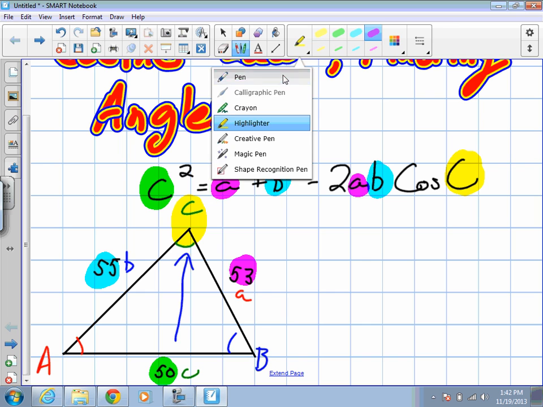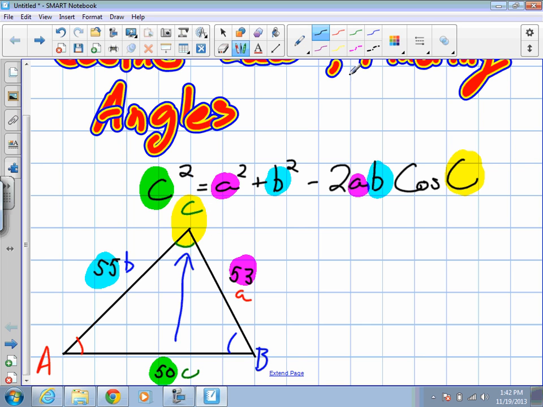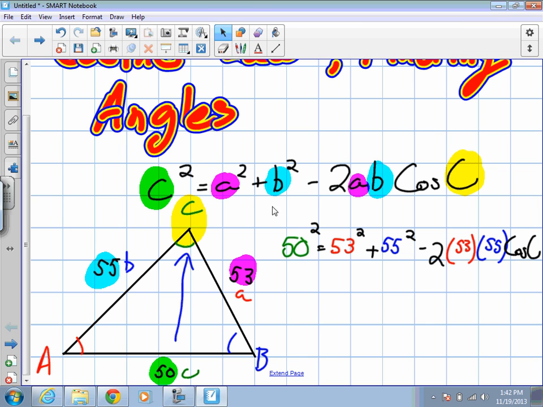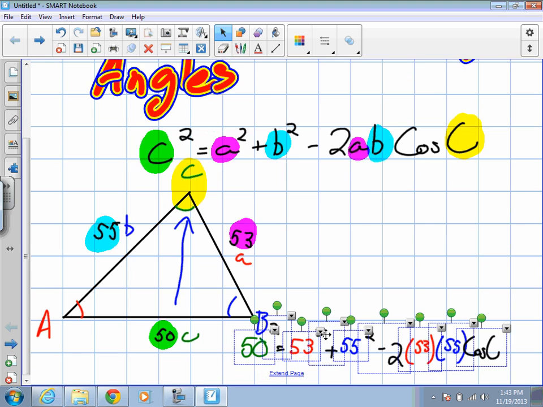So we'll rewrite this little formula on the right here. So C now becomes the number 50 squared is equal to A, which is 53, plus B, which is 55, squared, of course, minus 2 times 53 times 55 times cos C. So we're kind of condensed in here. I'm just going to move this down so we have some room to work with.